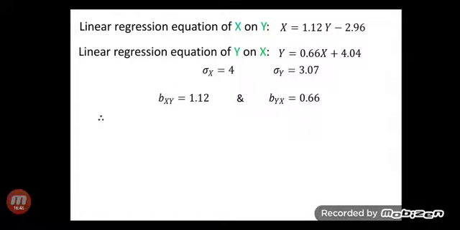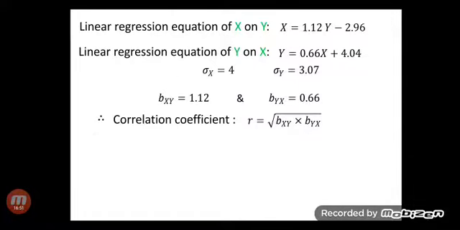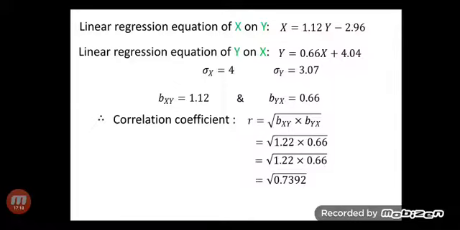Therefore, the correlation coefficient r is equal to the square root of bxy into byx. So here we put the values of the regression coefficients, that is the square root of 1.12 multiplied by 0.66. That is equal to the square root of 0.7392, and that is equal to 0.86. So the correlation coefficient r is equal to 0.86.